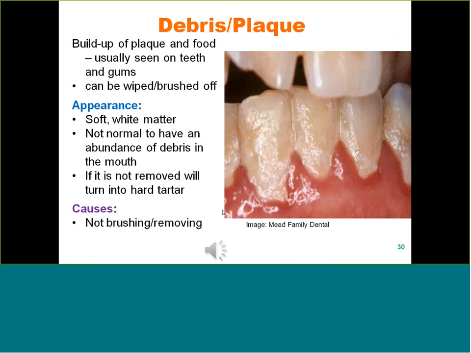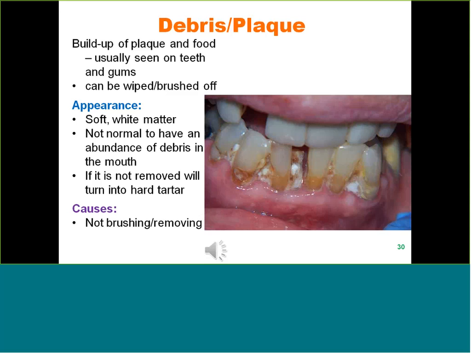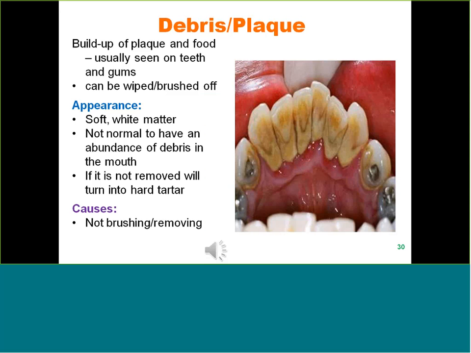Plaque is a mixture of food debris and bacteria that builds up in the mouth and it can be wiped off by toothbrushing. It's not normal for there to be an abundant amount of debris in the mouth. If the buildup persists, it'll form tartar. And if tartar persists, it can form decay, which will lead to cavities. So for the first picture, we showed mild debris. On the second, we showed moderate debris. On the third, we showed severe debris. And on the fourth, tartar.